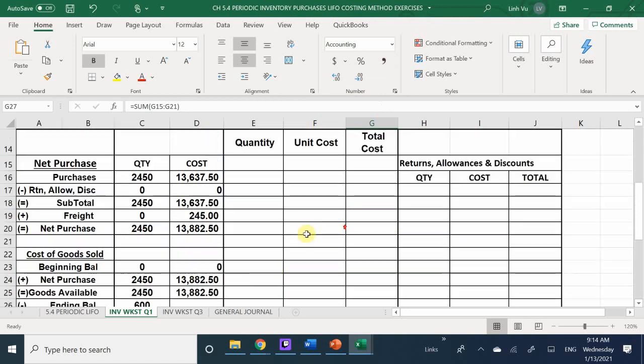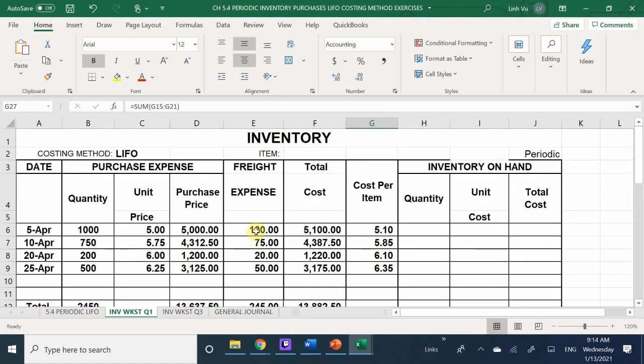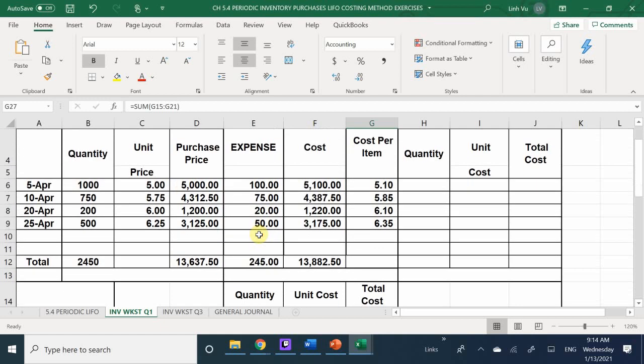Okay, so now that we're looking at our batches, we have a total of 4 batches. If we're doing LIFO, which batch are we actually going to utilize first or get rid of first? April 25th. The last one that we just purchased, which is April 25th.